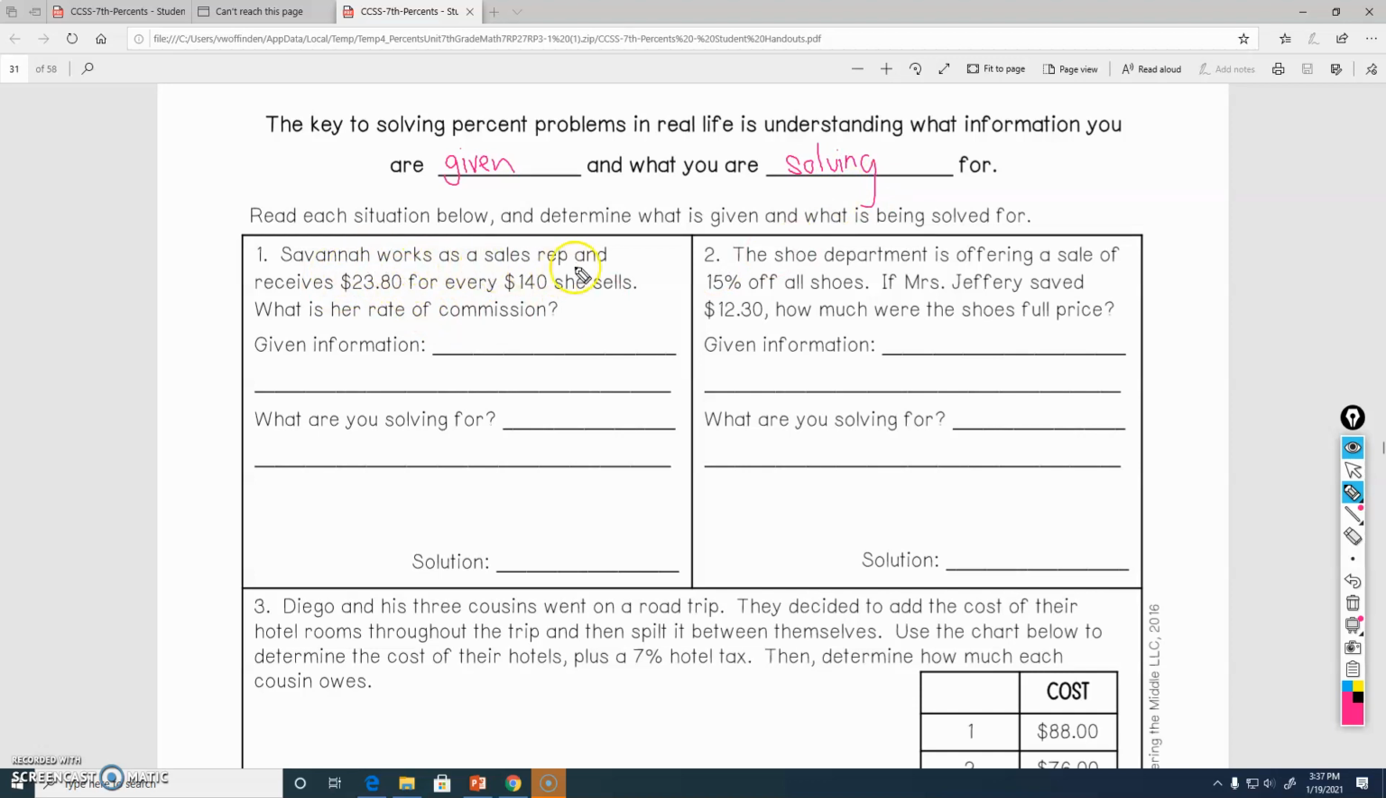Savannah works as a sales rep and receives $23.80 for every $140 that she sells. What is her commission or rate of commission? So first, I'm going to figure out what do I know? What's my given? Well, I know, guys, that commission is a part. When you receive commission, it's a part. It is not all of the money. So commission equals a part. And in this case, $23.80 is the commission or the part.